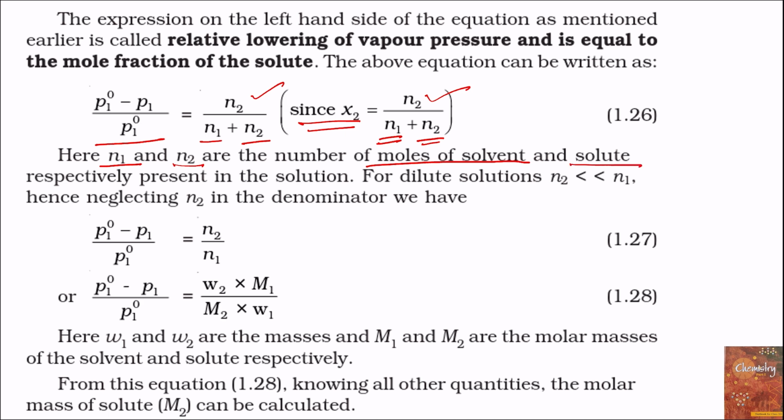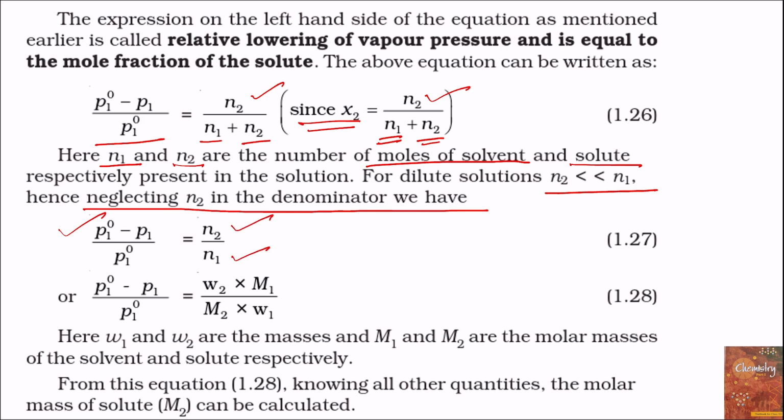Now for dilute solutions, the amount of solute is very less in comparison to the solvent. So in denominator, N2 can be neglected. N2 is very less in comparison to N1. So neglecting N2 in the denominator, relative lowering of vapor pressure is equal to moles of solute divided by moles of solvent.